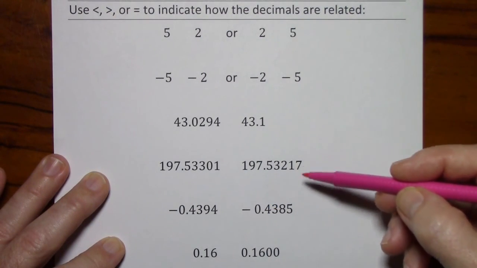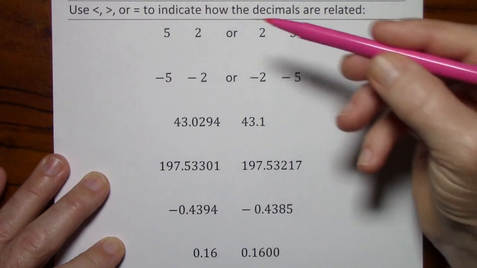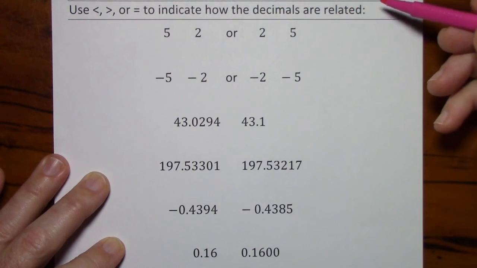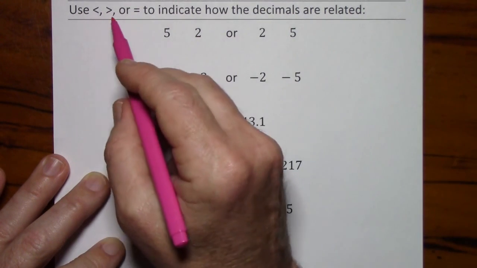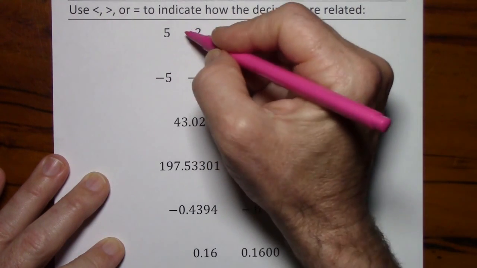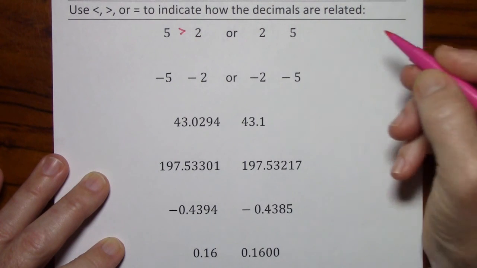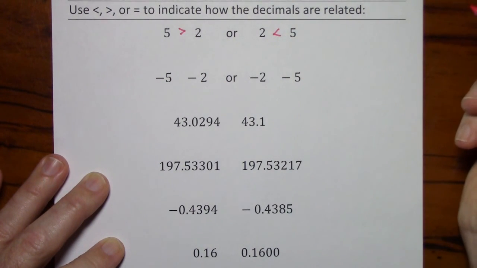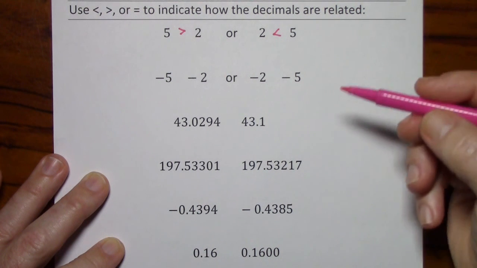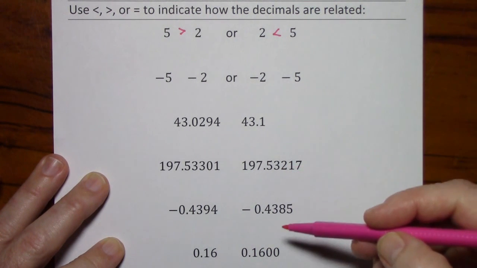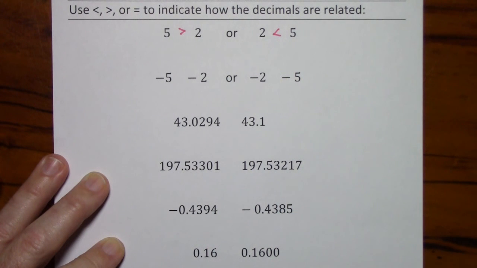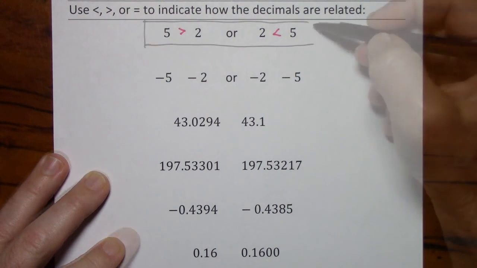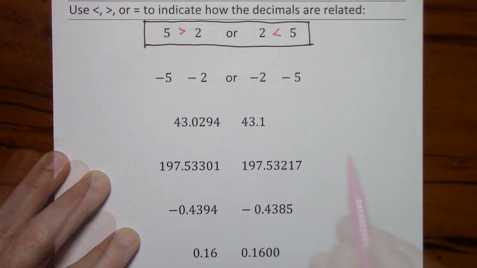We'll be comparing these 4 different sets of decimals. We'll use an inequality sign or an equal sign to indicate how they're related. Quick review of what these signs mean. 5 is greater than 2, or 2 is less than 5. First we'll do these two positives, and then we'll deal with this negative. I'll show these negatives when we get down here.